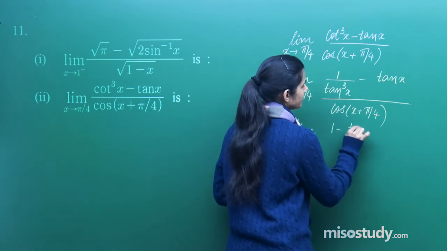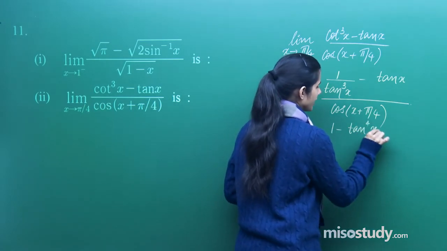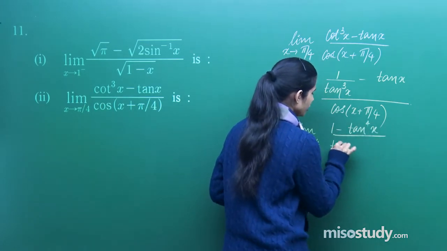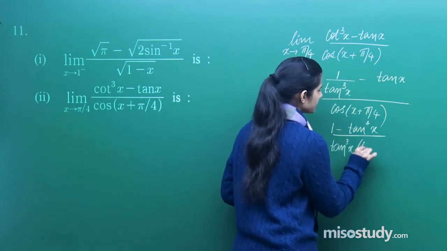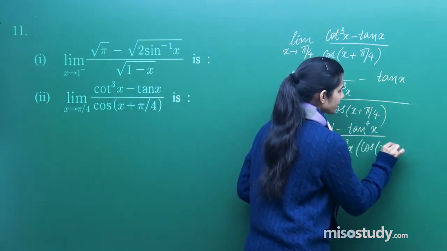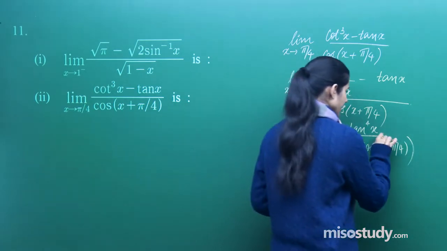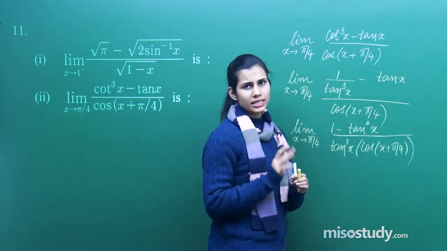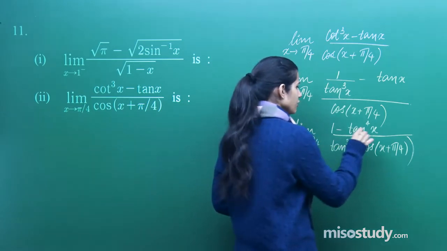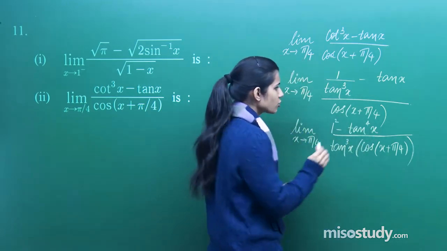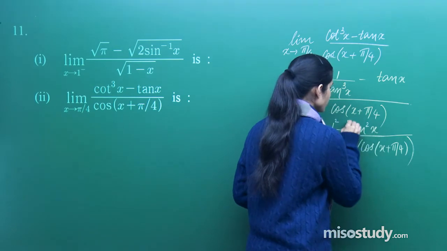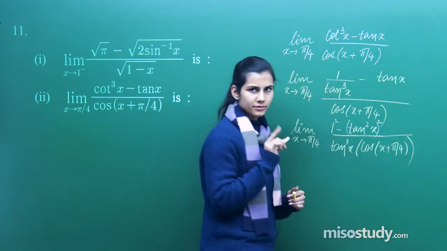This is (1 minus tan to the power 4x) upon tan cube x, just taking out the LCM, nothing else, cos of (x plus pi by 4), right? In here, if you carefully see, two things are directly visible. One is that I can write this as (1 square minus tan square x) whole square.